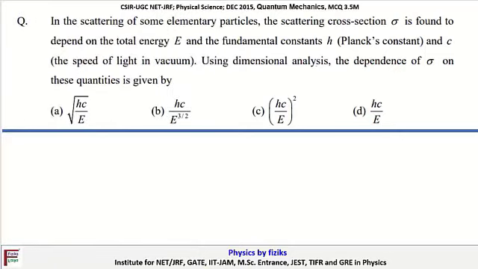This problem is related to dimensional analysis in quantum scattering. In scattering of some elementary particle, the scattering cross-section area is found to be dependent on total energy E and fundamental constants h and c, where h is Planck's constant and c is the speed of light. Using dimensional analysis, the dependence of sigma on these quantities is given by. So, let us write out the dimensions.